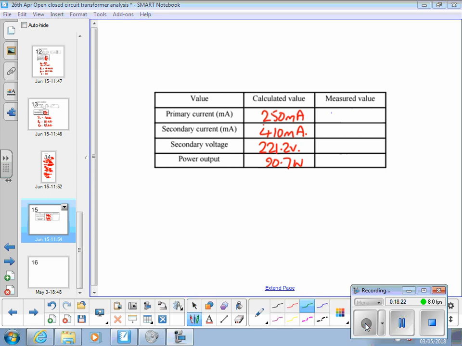So for the sake of math, we'll just put those values in here. What was the primary current, Christian? 276 milliamps. Secondary current. Secondary voltage. And 97 watts. So, a fairly close prediction from that model of what that transformer is going to do.